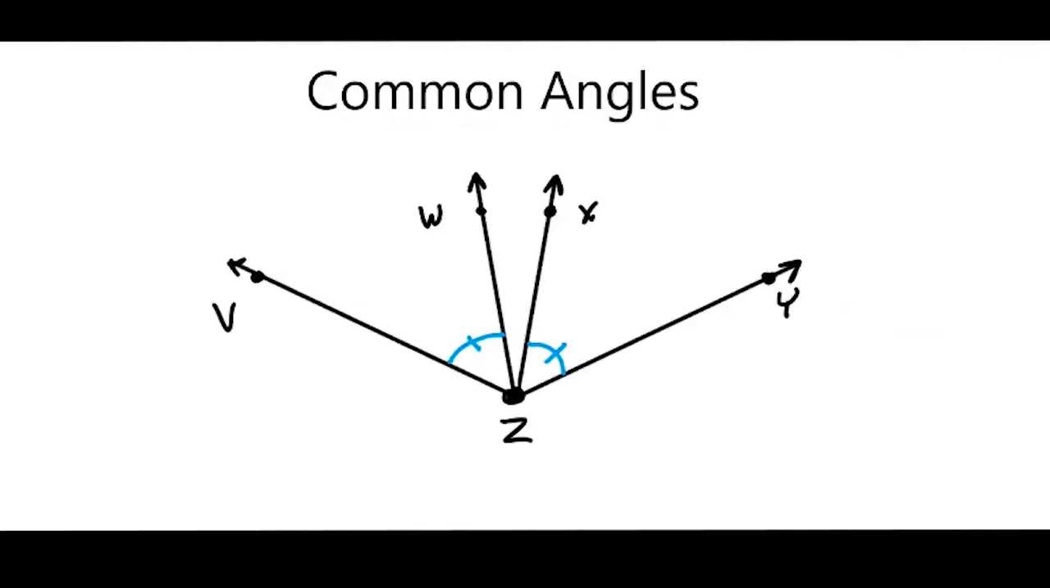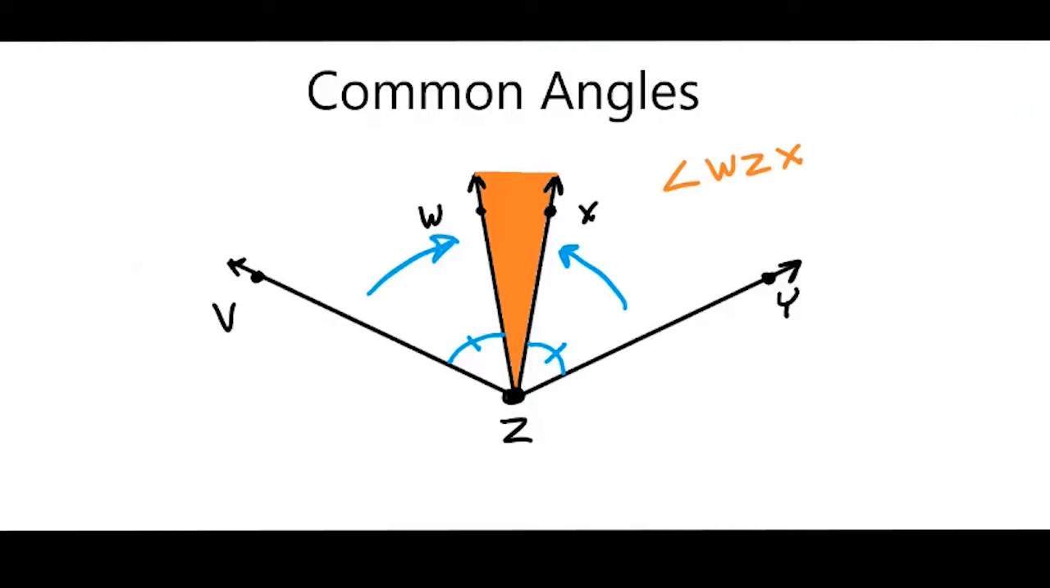So let's say we have this set of angles, and we know that angle VZW, this one here, is congruent to angle XZY, this angle here. Notice that we have this angle here in orange. This is angle WZX, and it's right between these two angles that are congruent.